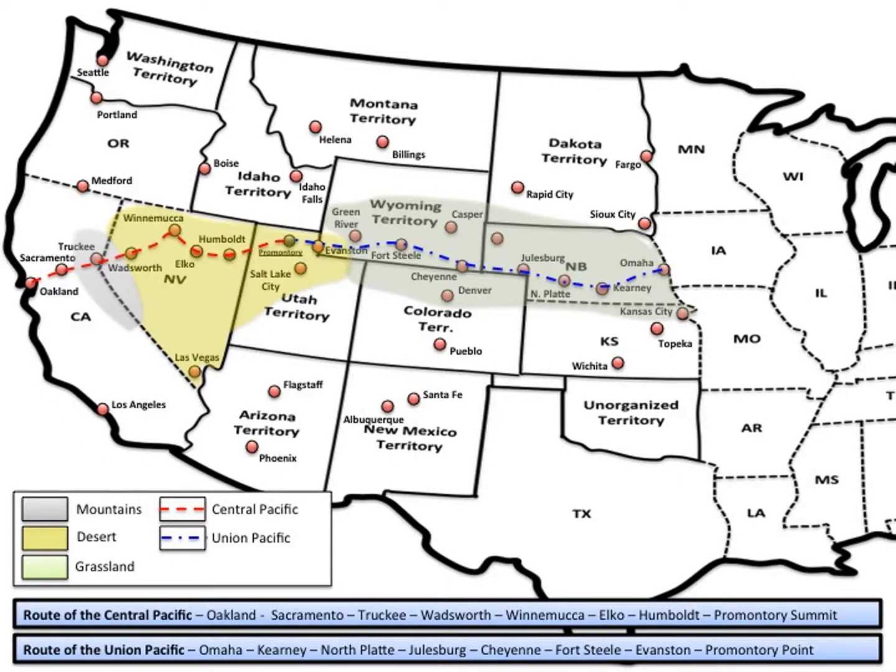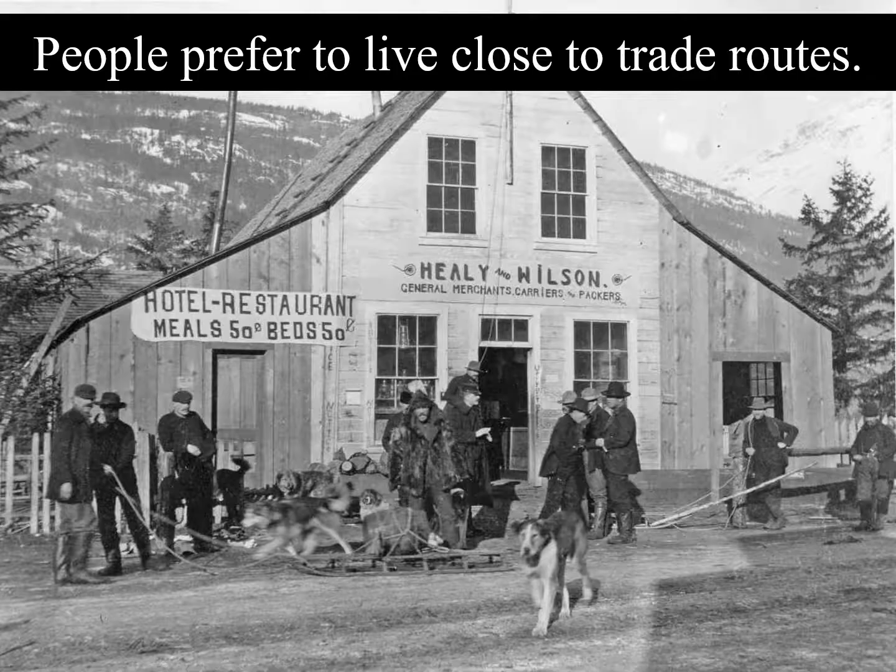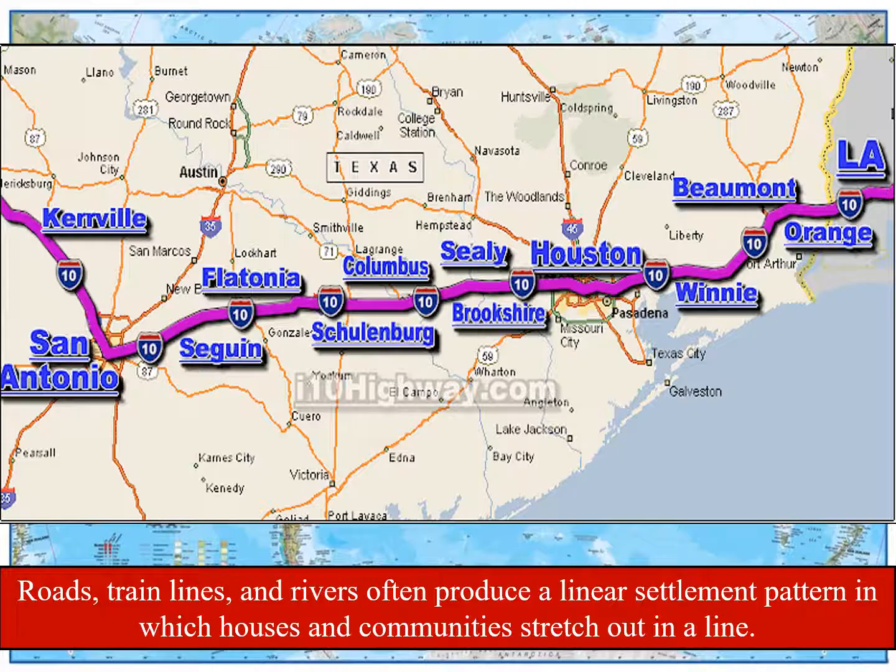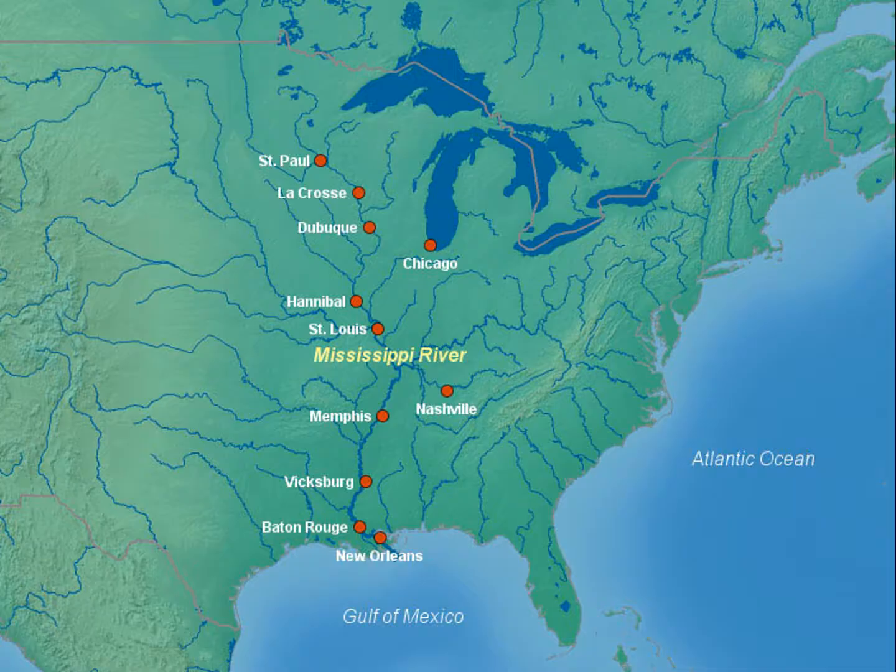Early in U.S. westward expansion, we see towns pop up around the railroads. People prefer to live close to trade routes, that way they can easily access goods. Roads, train lines, and rivers often produce a linear settlement pattern in which houses and communities stretch out in a line. We see the settlement pattern here along the Mississippi River from Minnesota all the way to New Orleans.